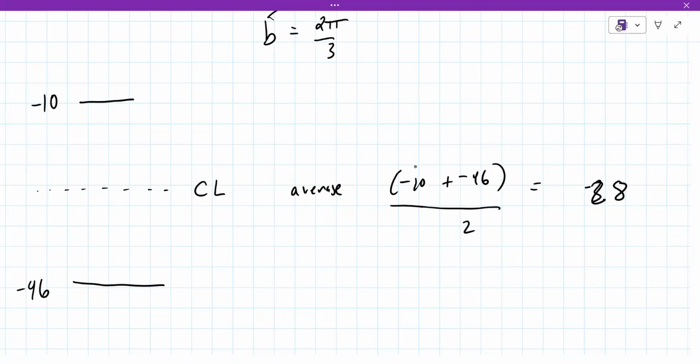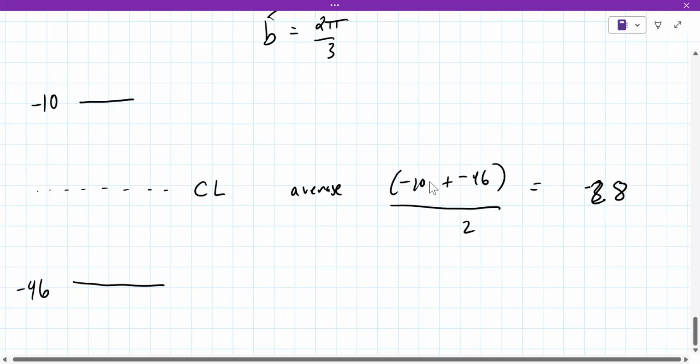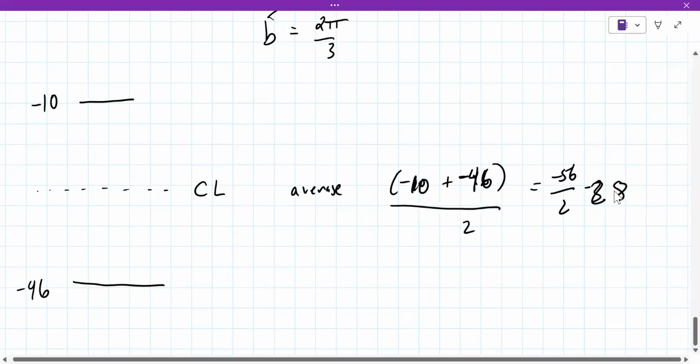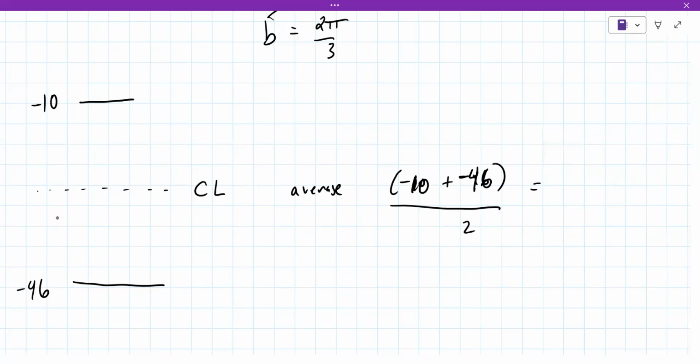Yeah, -56. If you add them up, this is a 10. I'm sorry, maybe my handwriting's not very good. -56 divided by 2. Wait, how'd you get -56? Just adding the two numbers together there: -10 and -46. Oh yeah, I got that. So -56 divided by 2 is -28.